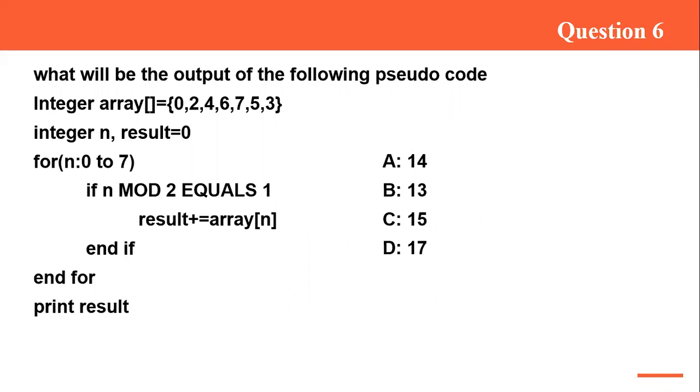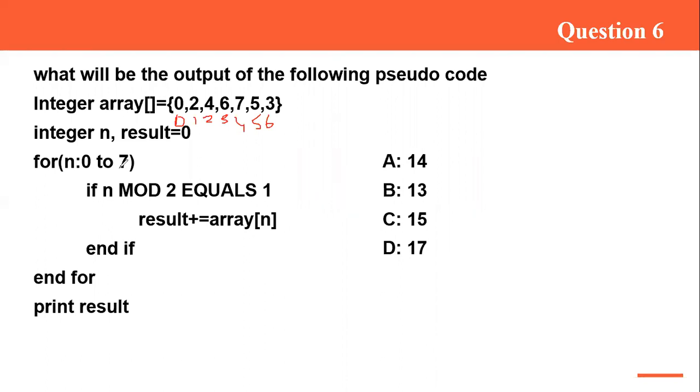What are the indexes I have to consider? I'll consider the indexes as 0, 1, 2, 3, 4, 5, and 6. n is running from 0 to 7. Don't say that it is out of index or anything like that; do not consider those cases. Now we are taking 0 mod 2 equals 1. Is it true? No, 0 is an even number, right? What are the odd numbers we have to consider? 1, 3, 5. That's all.